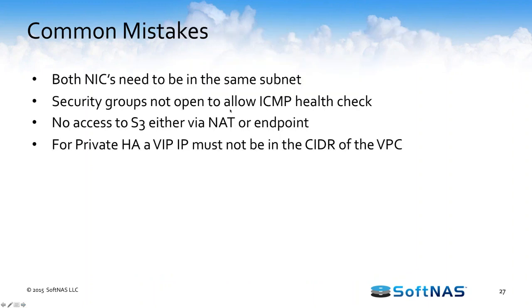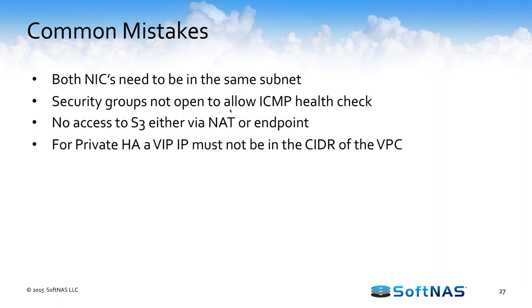And so just a couple of common mistakes, and this comes from my support team, that they see customers make. Each of these deployment scenarios requires two ENIs, or two NIC interfaces, and both of those NICs need to be in the same subnet. You need to make sure that you check this when you're creating your instances or adding the ENIs, and make sure that both NICs are in the same subnet.